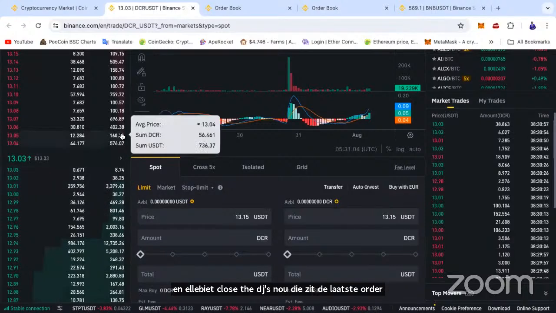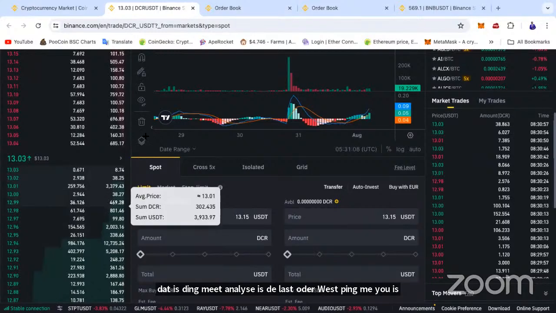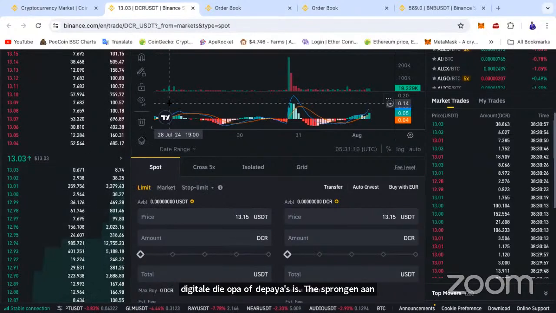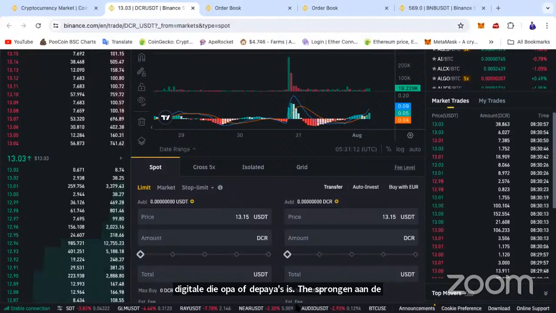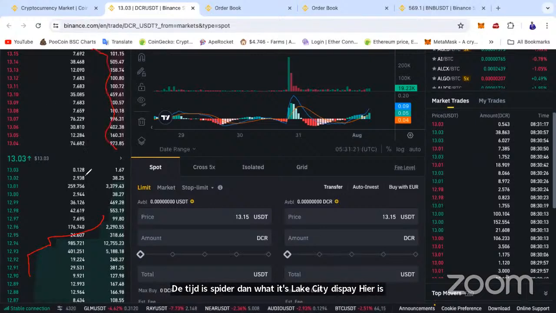You would see the tide of the buyers is stronger than the tide of the sellers. This tide here, the tide of the buyers is stronger than the tide of the sellers. And so it means that the buyers are more than the sellers in the market.